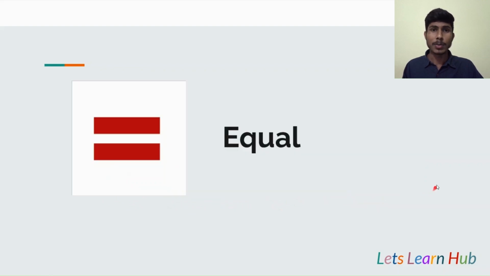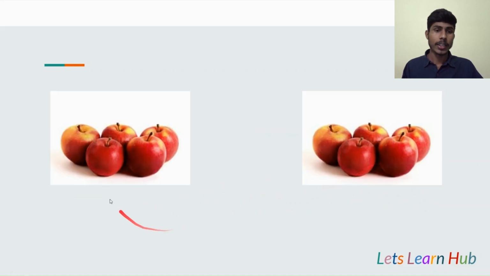And our next symbol is equal to. We use equal whenever we have the same on the left and right hand side. Okay, see, here on the left side we have 5 apples, on the right side also we have 5 apples.